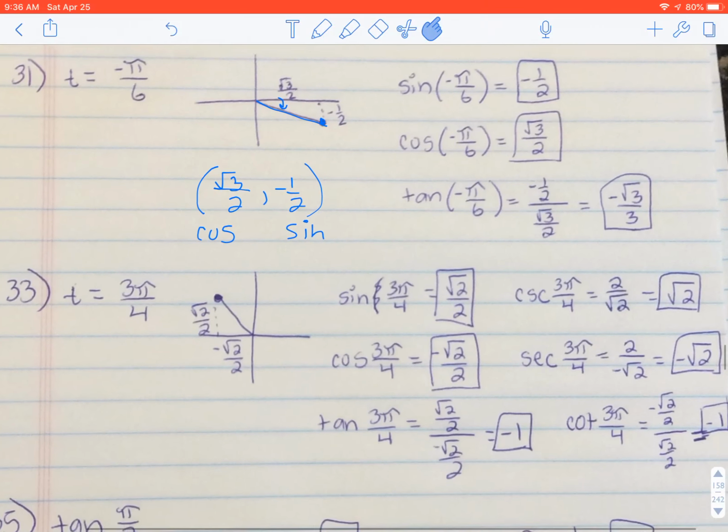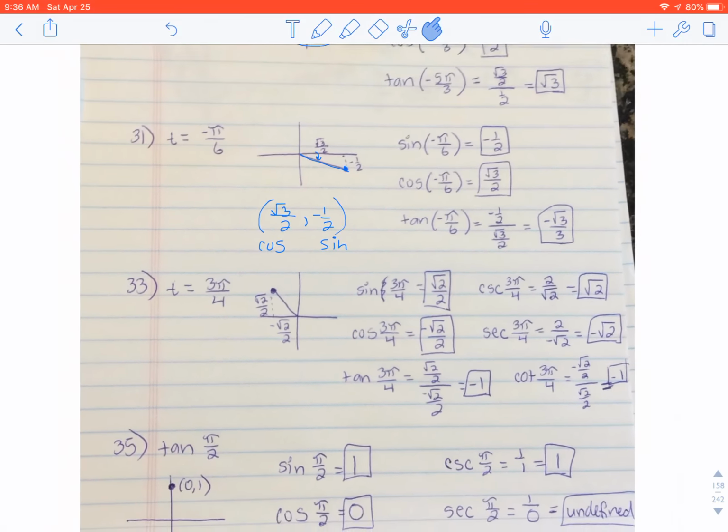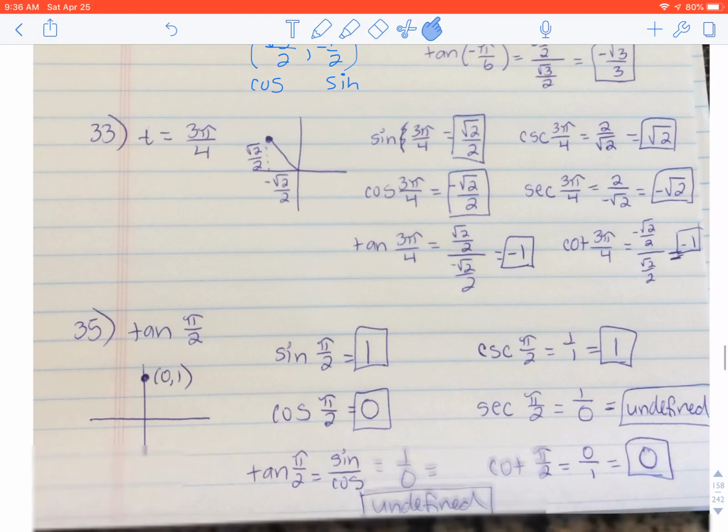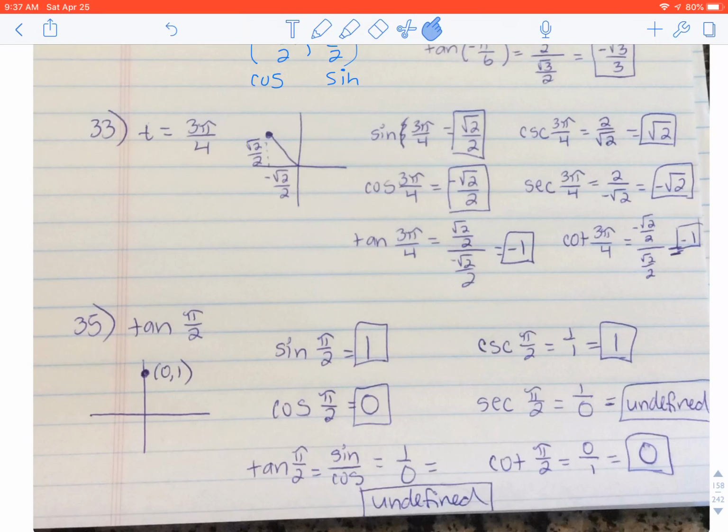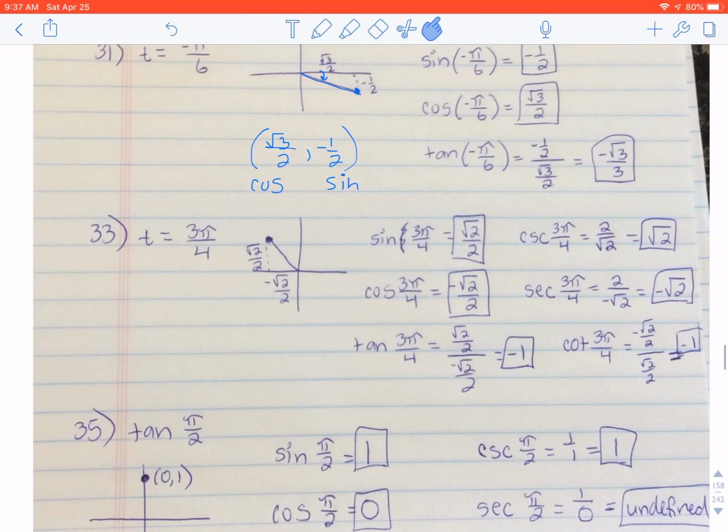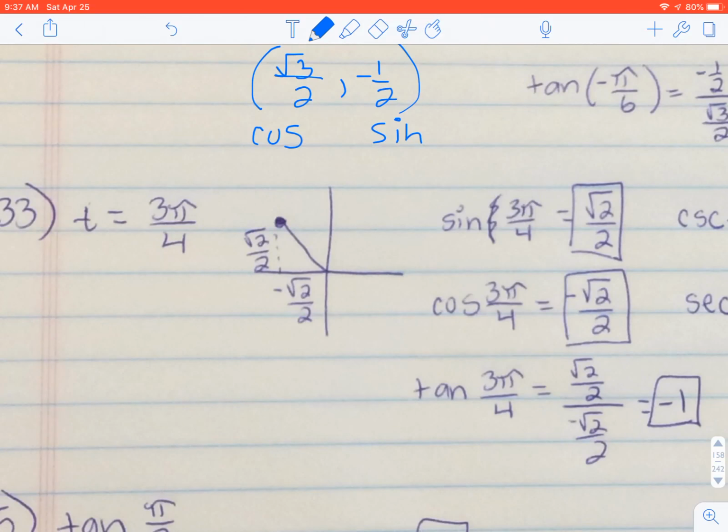Okay, numbers 33 to 37 odd, we have different directions. It tells us to evaluate now the 6 trigonometric functions of the real number. Okay, so now we're finding the 6 trig functions. Okay, so 33 gives us t equals 3 pi over 4. Okay, so like we've been doing in the other ones, first find on the unit circle where that is.